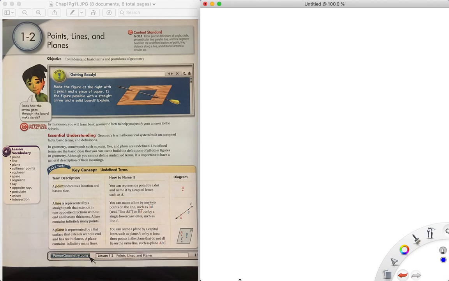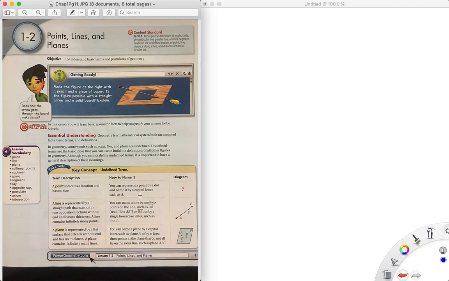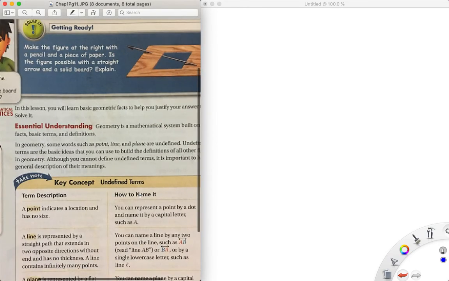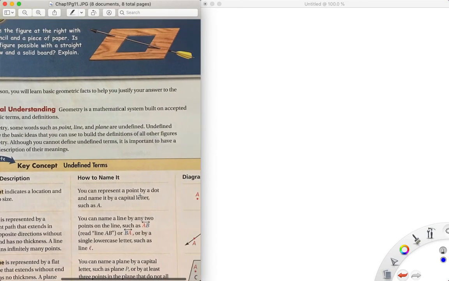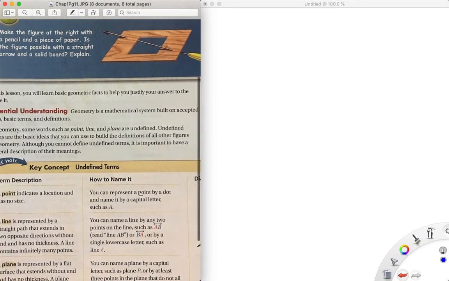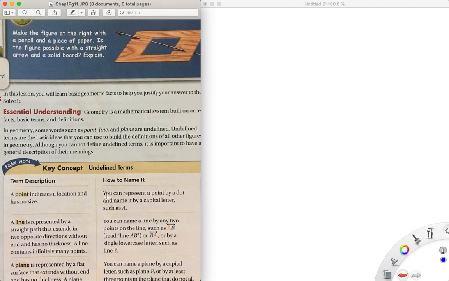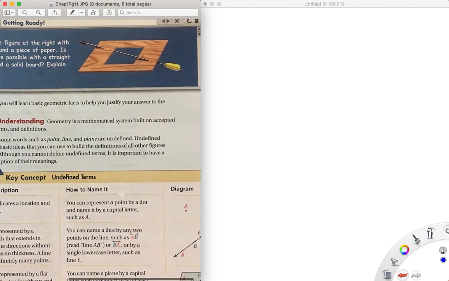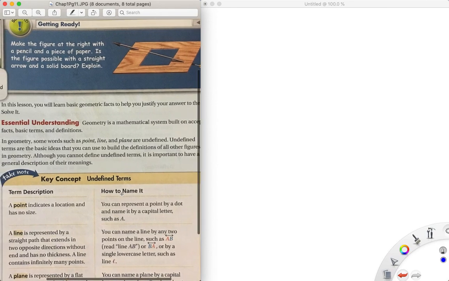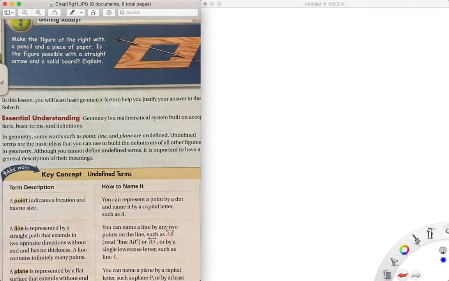I'll talk about it. I might write something that I might add on to the definition, but for the most part, the book's definition seems to be adequate. So, the first thing they talk about is the concept of a point. And the book says the point indicates a location and has no size.